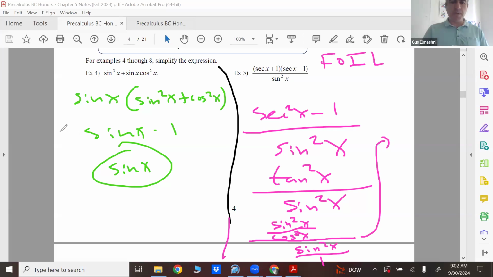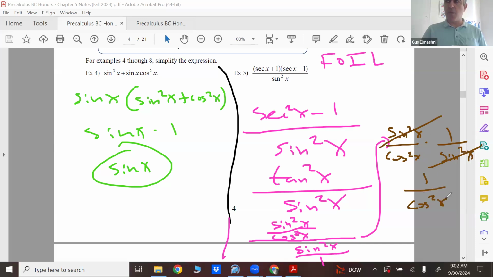let me change colors for a bit of contrast. You should have sine squared x over cosine squared x times 1 over sine squared x. Now what happens to those sine squared x's? And then almost done. What's 1 over cosine again? That's squared, so it's secant squared x. So all that junk simplified really nicely to just one expression.